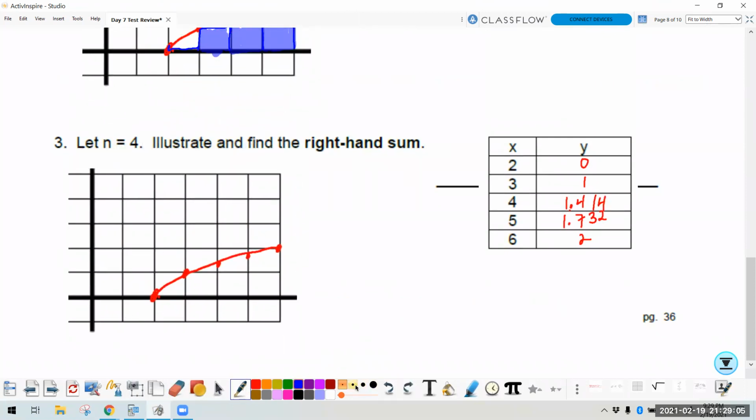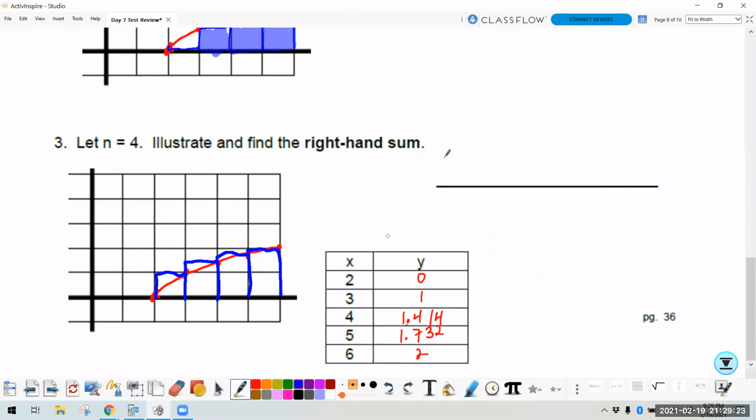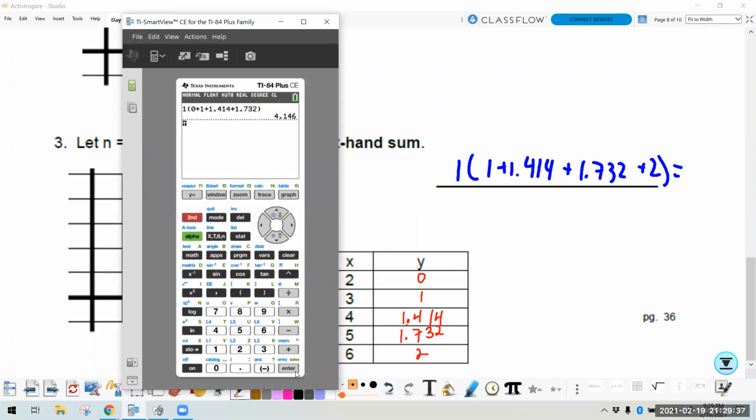So for the right-hand sum, I need to start my rectangles on the right. Wow, it is really hard to draw a straight line with this tablet. There we go. And then calculating it. Bring this down. And I change the 0 to a 2. 6.146.